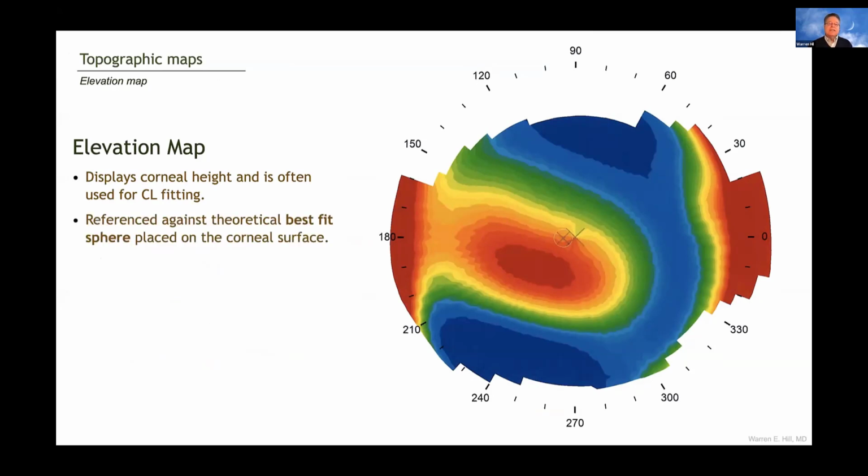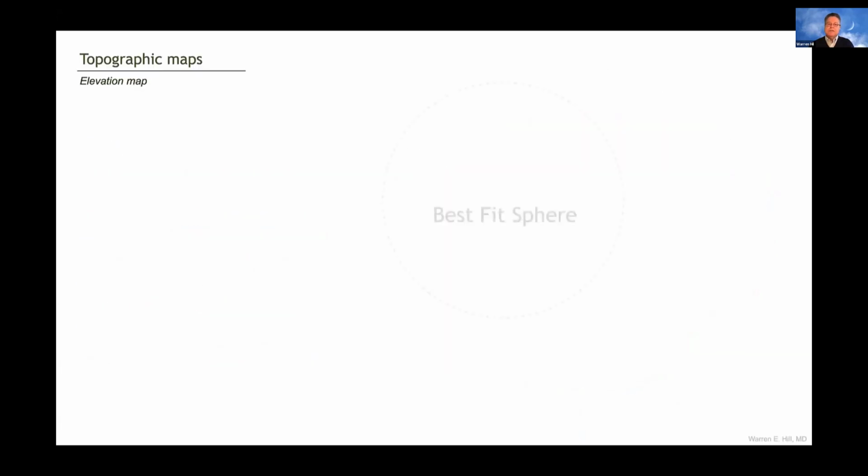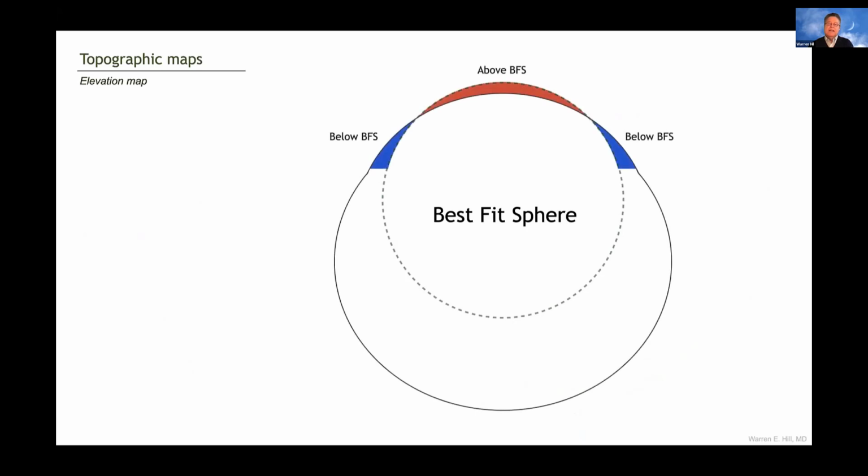It's referenced against a theoretical best fit sphere on the corneal surface, and the elevation data is derived from the corneal curvature. And it shows areas corresponding to depressions and elevations that are above and below a best fit sphere. So on most topographic maps, the red areas are above the best fit sphere and the blue areas are below. So this would just be a schematic representation. This is our theoretical best fit sphere. And these are the areas above, these are the areas below.